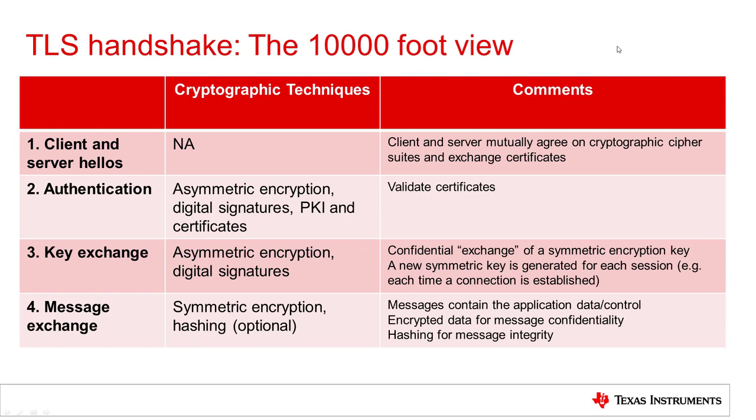The next phase is authentication, where the certificates are taken and validated by both parties. Obviously, this does involve quite a bit of cryptography, including asymmetric encryption and digital signatures, public key infrastructures, and certificates. The third phase is key exchange, where a symmetric key is exchanged between the two parties. To exchange this key, asymmetric encryption and digital signatures are required. And if you recall our discussion in one of the earlier modules about Diffie-Hellman, you'll probably recall that the actual key is not exchanged. The value is just generated in parallel by both parties.